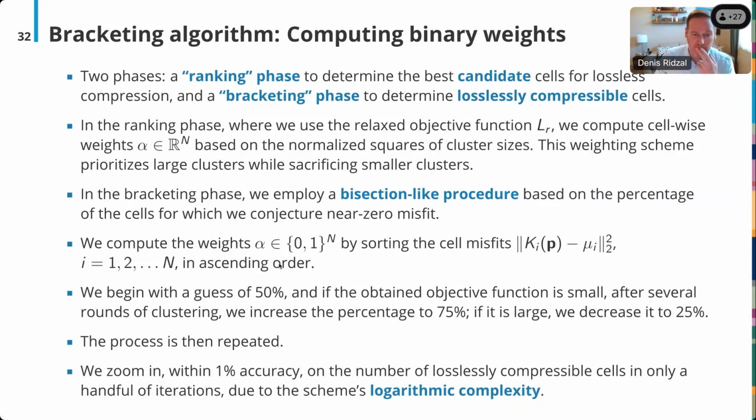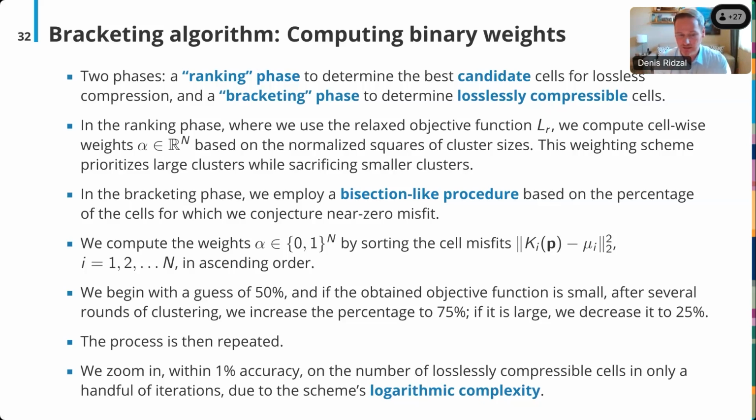And so, as I said, we compute the weights by sorting the cell misfits first in ascending order, and then we just say we guess 50% of them are lossless. If the objective function is very small, it means we're on the right track, and we can increase that to 75%. If the objective function is large, it means we probably don't have all lossless cells. We will decrease it 25%. And the process is then repeated.